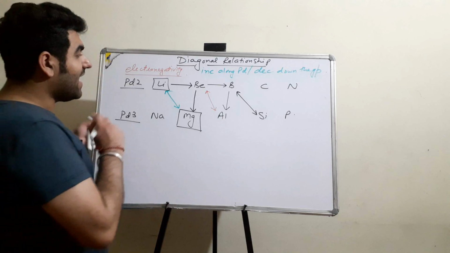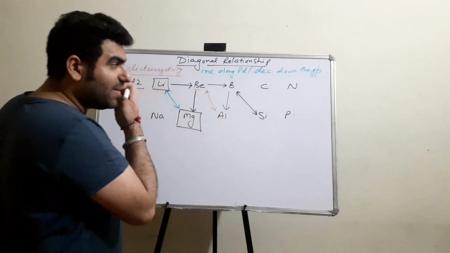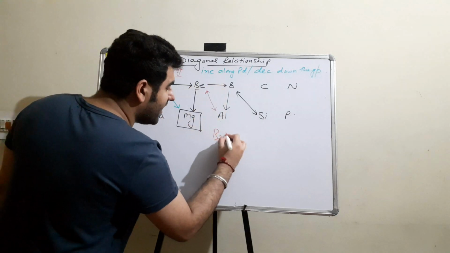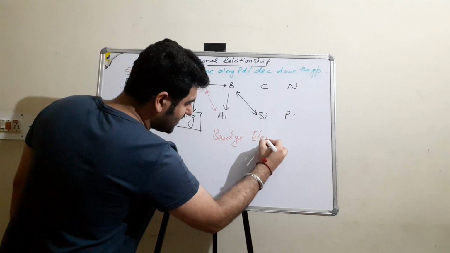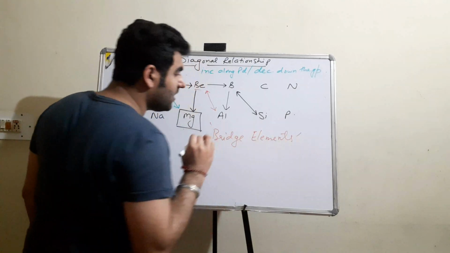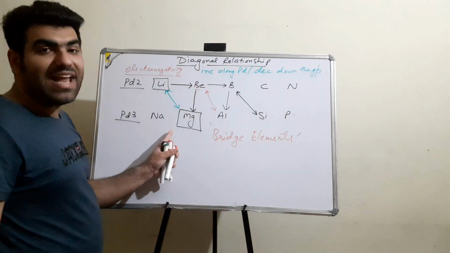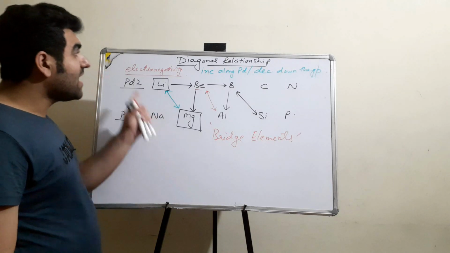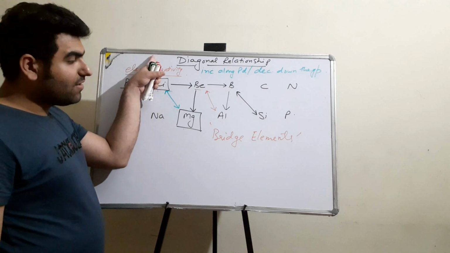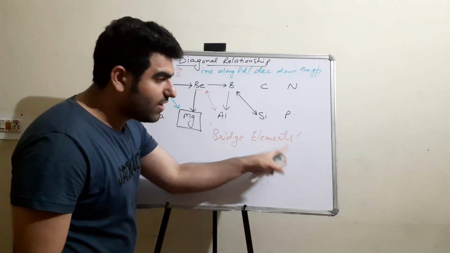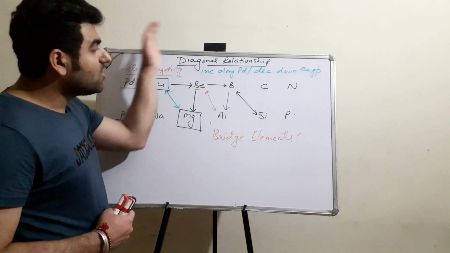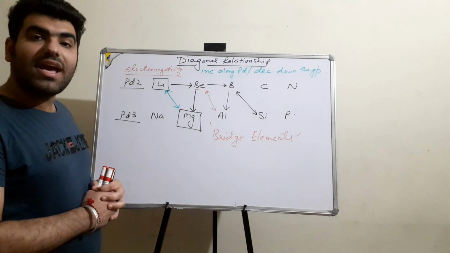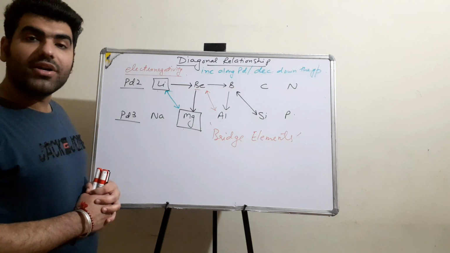And the elements like lithium and magnesium, beryllium and aluminium, this pair which they have formed, are known as bridge elements. Now the thing is, they are having very less electronegativity difference. The difference between the electronegativity is very, very less. That is why they are showing this diagonal relationship, and these elements are known as bridge elements. Alright. So this was all about the diagonal relationship, and by this we have come to the end of this chapter, the modern periodic table.